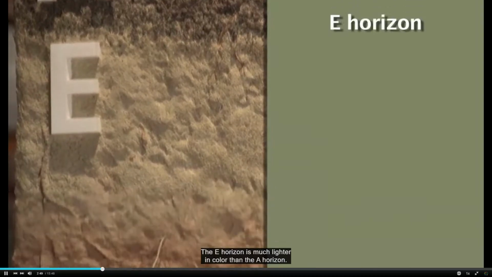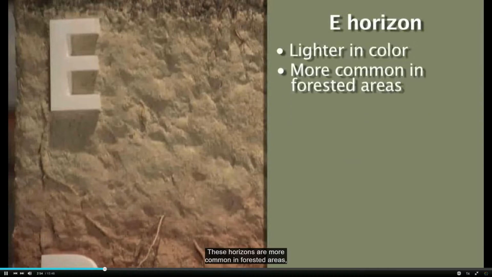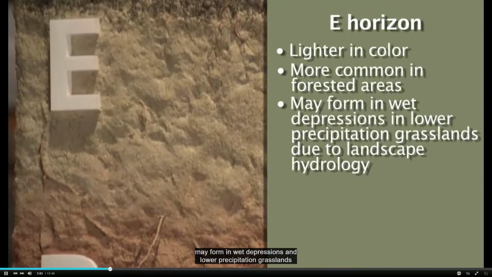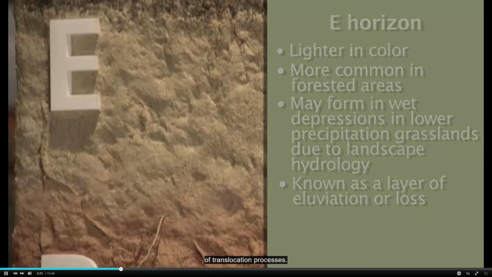The E horizon is much lighter in color than the A horizon. These horizons are more common in forested areas because there is more precipitation and an acidic forest litter layer. E horizons may form in wet depressions in lower precipitation grasslands due to landscape hydrology. The E horizon is known as a layer of eluviation or loss, since water moving through this layer carries nutrients, organic matter, and soil particles into the layers below. E horizons form primarily as a result of translocation processes.